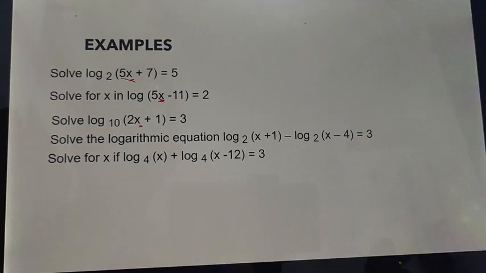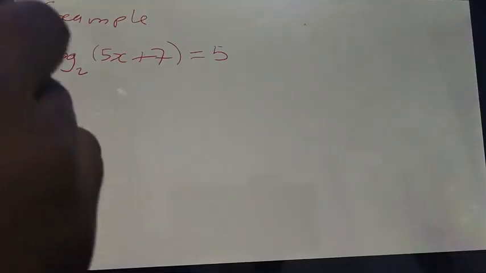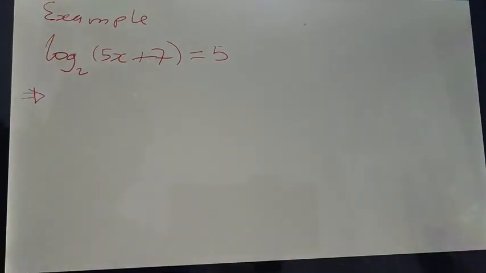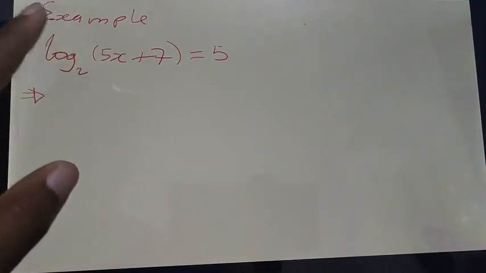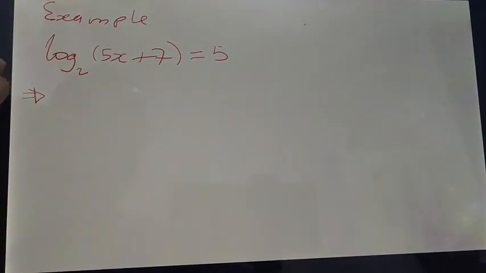Solve log base 2 of (5x plus 7) is equal to 5. Okay, so if we have to solve this one, first of all, we have to simplify this one, but this one is already in a simplified form. So we go to step number 2, where we are going to change that one into an exponential form.